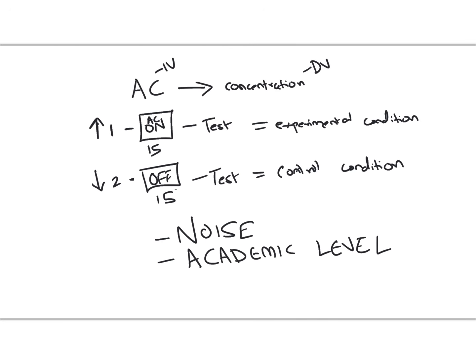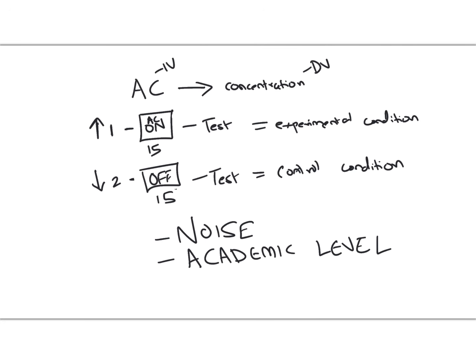Maybe I split the participants in the two groups randomly, 15 each, and I happen to allocate more students in the AC on group who are just academically superior. They're better students, they have higher concentration levels in general, and the 15 who I put in the AC off group, they have generally a lower level of concentration. So again, it's not because of the AC, but instead it's because of their academic level. They're not good students, which is why they did not perform well as the students in the AC on group.